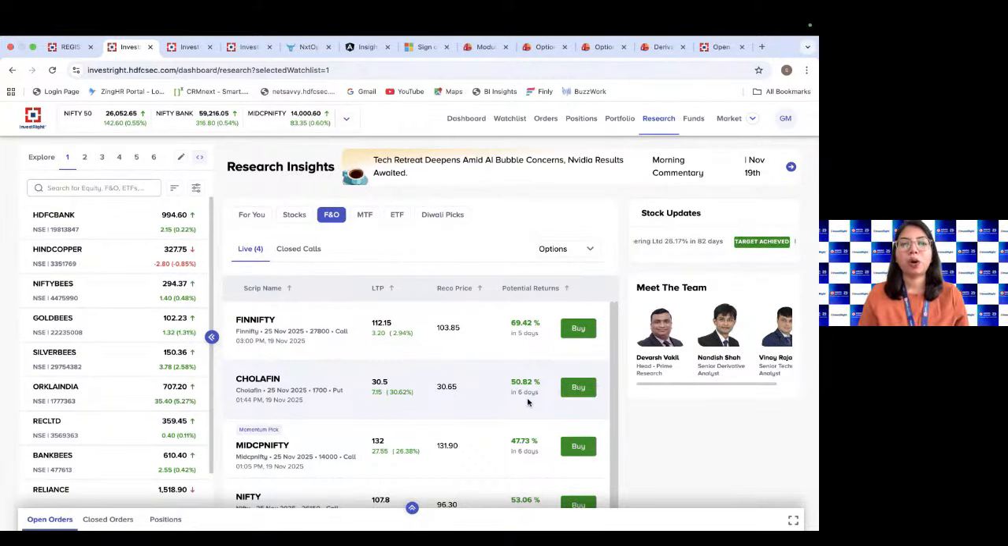So this is broadly about derivatives, and how we use it, how we place the options, I mean, how we place the trades and everything.